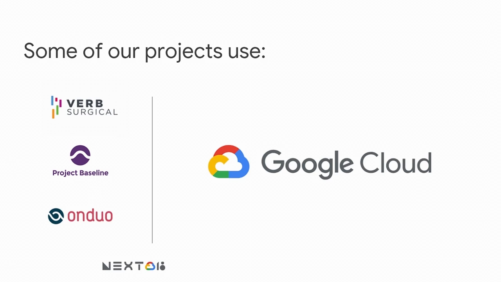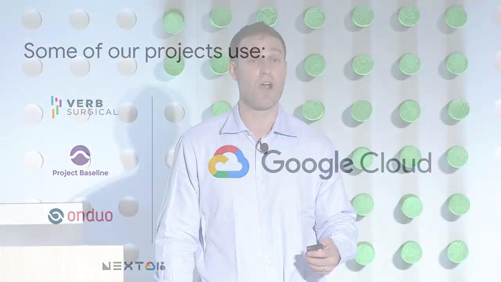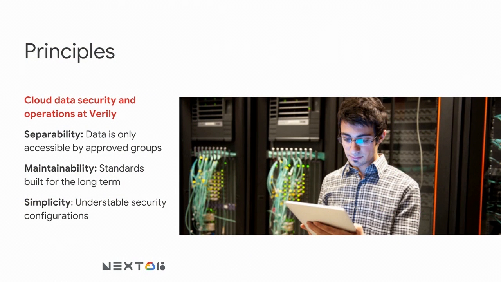For some of these partnerships, such as Verb, focusing on surgical robotics, or Onduo, where we work on evolving diabetes management, GCP and indeed G Suite are at the core of our collaboration in terms of working together as well as developing together. In order to ensure that we're set up for success when using GCP, both internally and indeed for these partnerships, we've developed and follow a few key principles for cloud data security and operations.